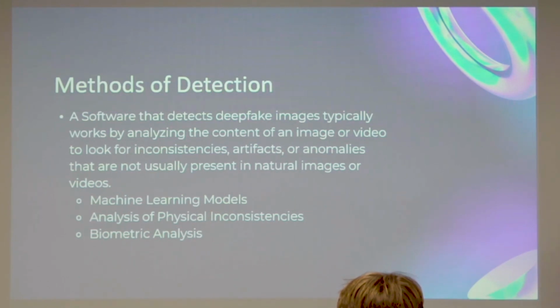Another one would be analysis of physical inconsistencies. Deepfakes often contain physical inconsistencies that can be a giveaway. For example, the blinking of eyes in videos might be unnatural, or the lighting and shadows may not correspond to the environment. And lastly, biometric analysis. This involves looking at the finer details of human biology, such as the way the skin pores and heartbeat and blood flow affect the appearance of a face. Deepfakes often fail to replace these subtle details accurately.